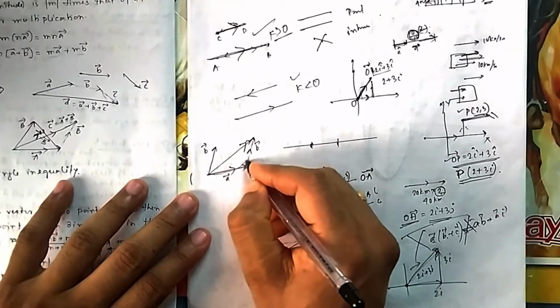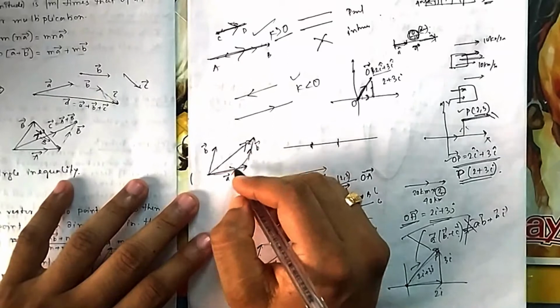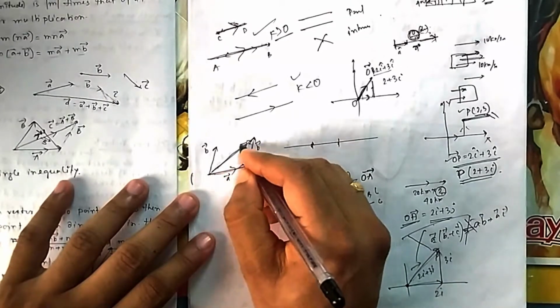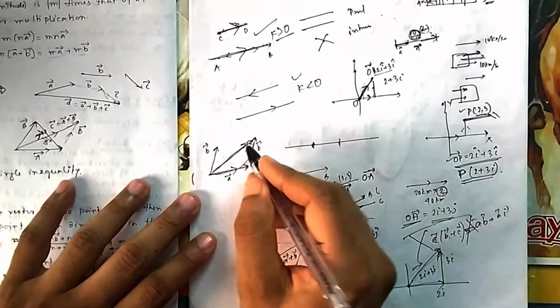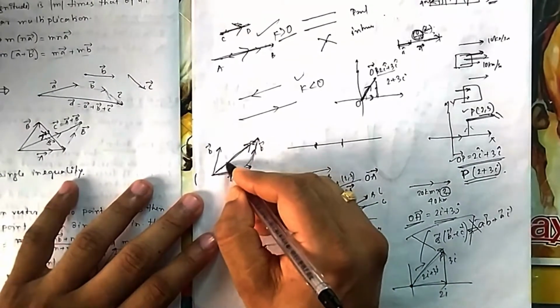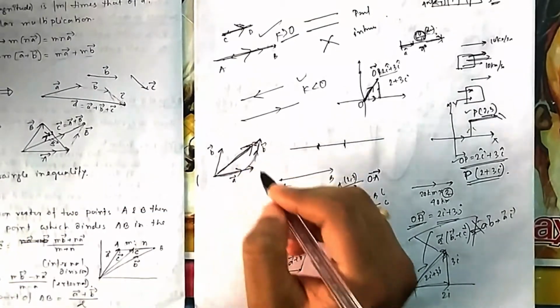Suppose I say this, and the resultant is just opposite to this one. So you close the triangle with the opposite direction of the other two. The other two were moving in this direction, so the resultant will be just opposite to that. So it is the summation of these two.